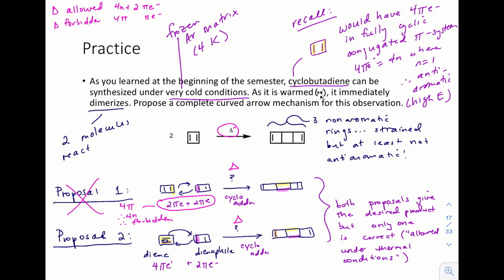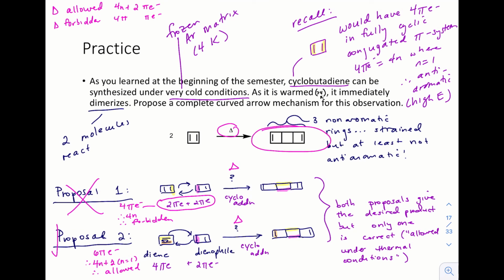For proposal 2, there are 4 plus 2, 6 pi electrons, which corresponds to 4n plus 2, where n equals 1. Thus, this reaction is thermally allowed. And it looks a lot like a Diels-Alder, right? Diene and a dienophile. So proposal 2 explains the dimerization of cyclobutadiene.